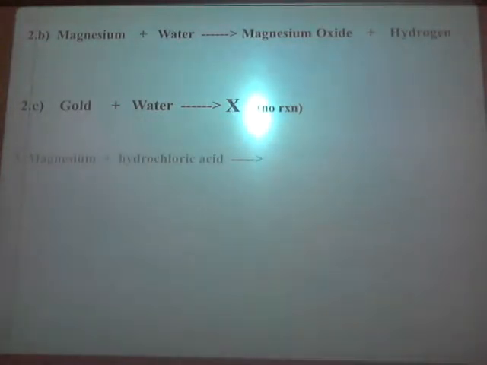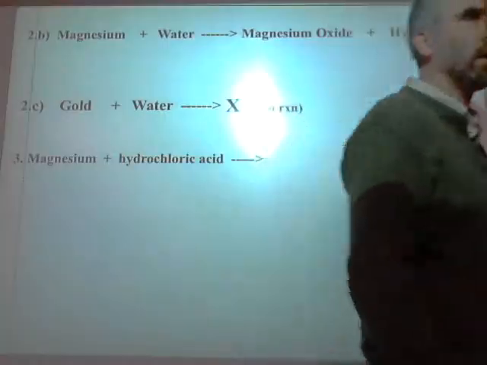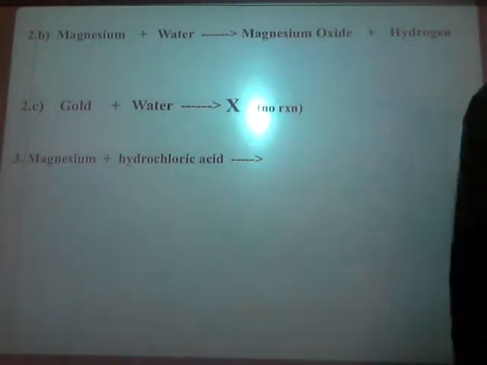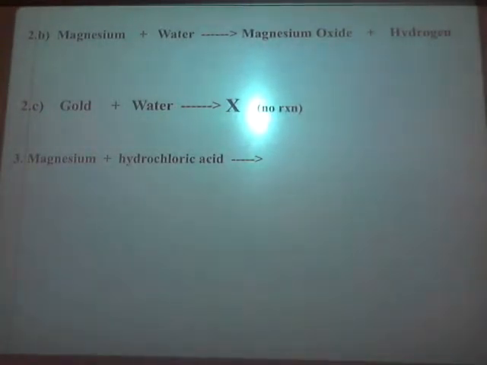Take a look. Magnesium plus hydrochloric acid. We'll do that one right now. Magnesium plus hydrochloric acid yields. Now again, if you look at your common ion sheet, you could absolutely figure this one out very easily.